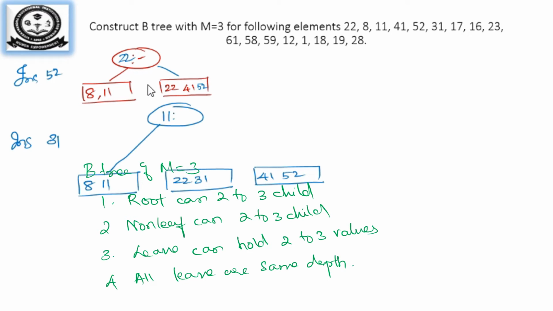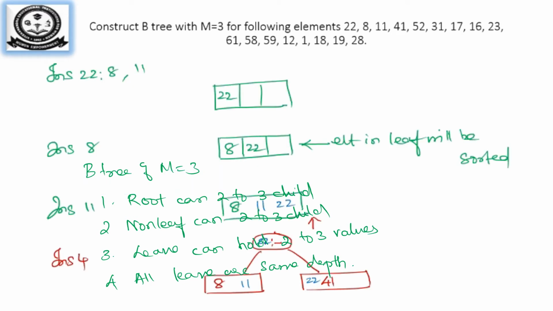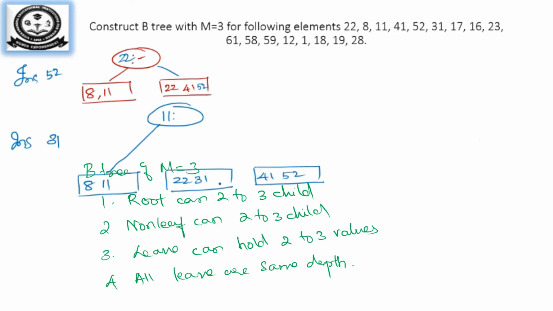We made a small mistake in the previous one. Here, I didn't sort the elements. When 11 is inserted, it should be sorted, but I didn't sort it. If it is sorted, it will be 8, 11, 22. So 8 and 11 will be separate and 22 and 41 will be separate. Then you will have this diagram. So you will insert 52. When 31 is inserted, it will be inserted in the middle between 22 and 41. So we will have a split.